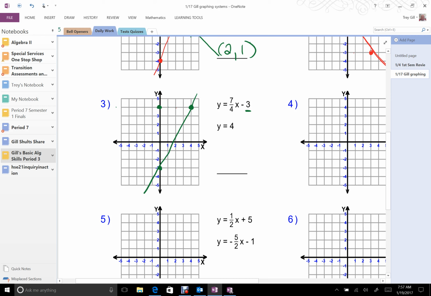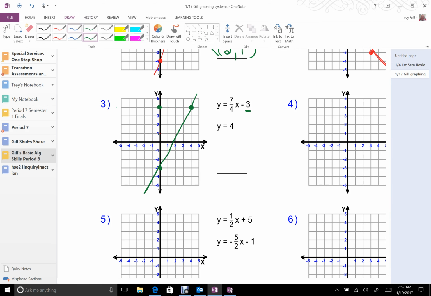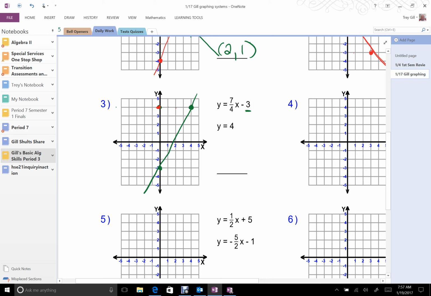We just talked about there's no slope, so it's going to be a horizontal line. And so we go up to 4. I'll change my color. There's 4. And it's going to go straight across. Where do they intersect? Right yonder. To get to that point, always start at your crosshairs, and I'm going to go over 4, up 4.